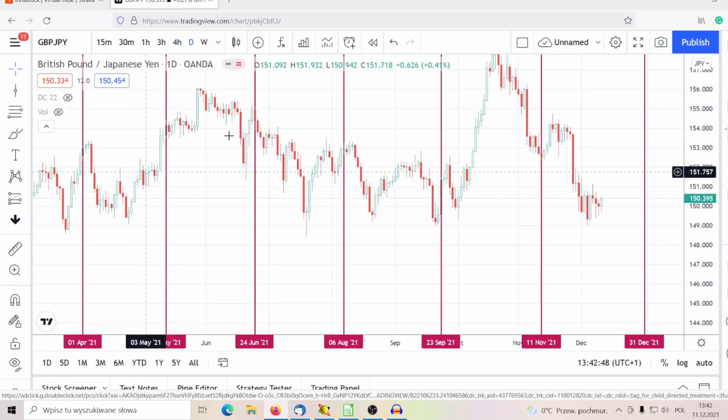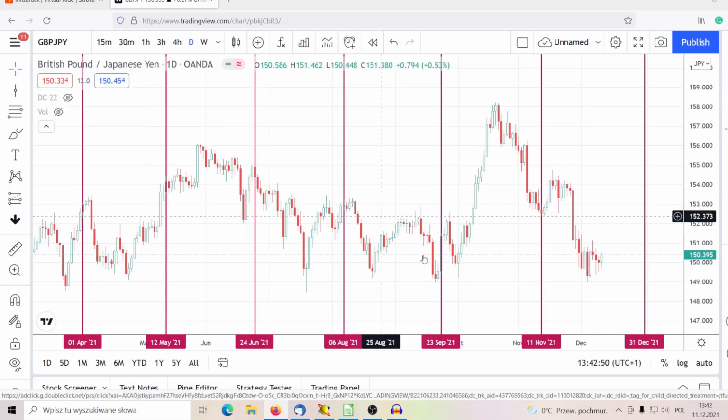Look, for example, I got a date like the last button. By the way, these vertical lines are the lines calculated based on the Square of 9.